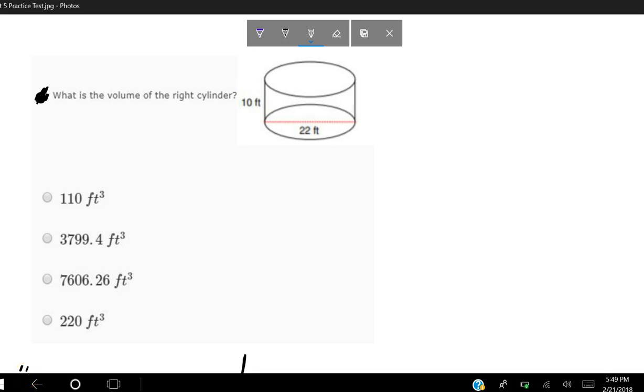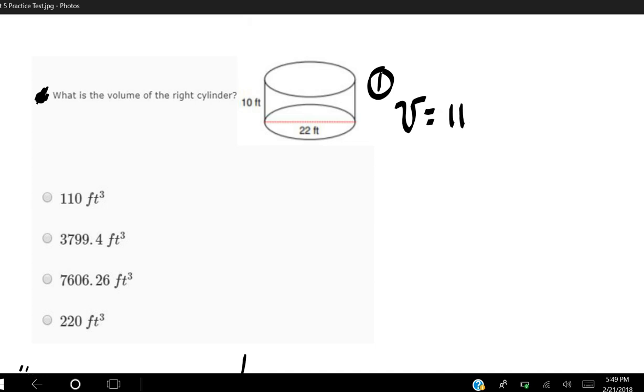Let's go through some basic problems using formulas. Here it's asking for the volume of a right cylinder. So remember, our first step is the formula. So it's a cylinder, so we know that our volume equals pi r squared times the height.